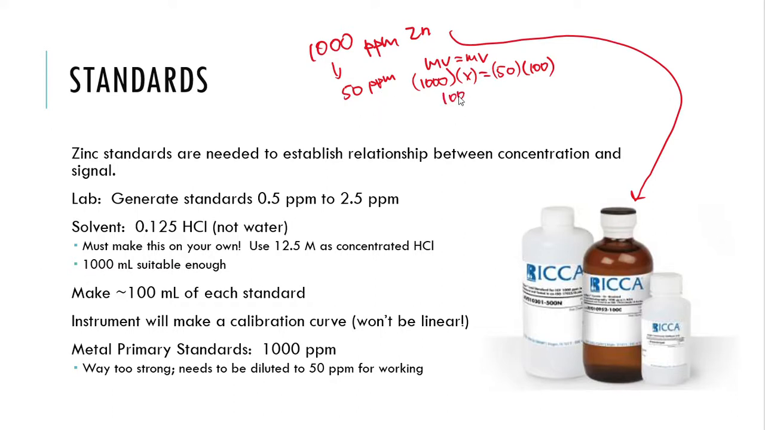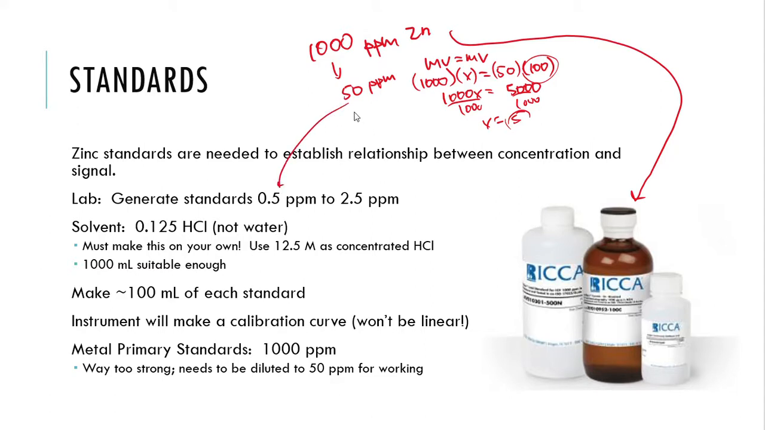So I get 1,000x equals 50 times 100. All right, so 50 times 100 is going to be 5,000. So I'll solve for x by dividing by 1,000. And then what I'll end up with is x equals 5. So it looks like I'll take 5 mils and put it into a 100 mil flask and dilute up to the line with water. And that will give me a 50 part per million solution that I will then generate standards for.